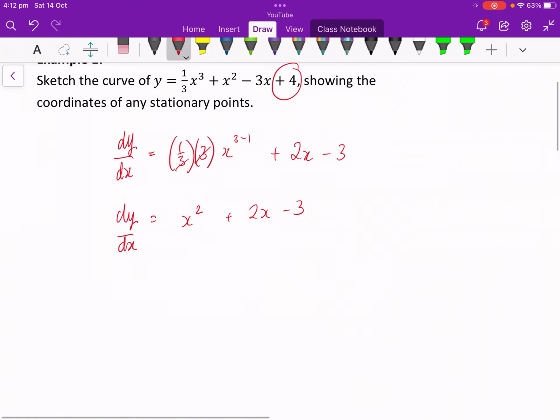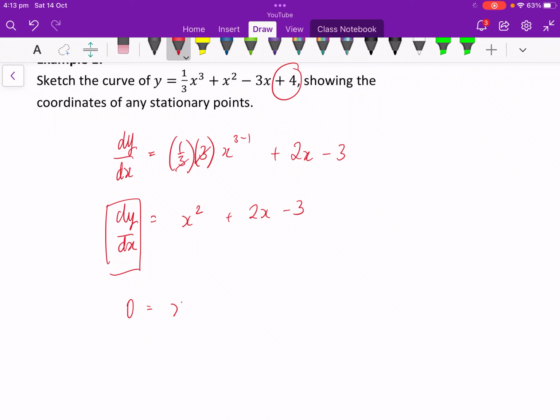So now, if we want to find stationary points, like I mentioned earlier, a stationary point has a gradient of 0. So we're going to replace this gradient part of our function with 0, because we want to find out at what x coordinates the gradient is 0.